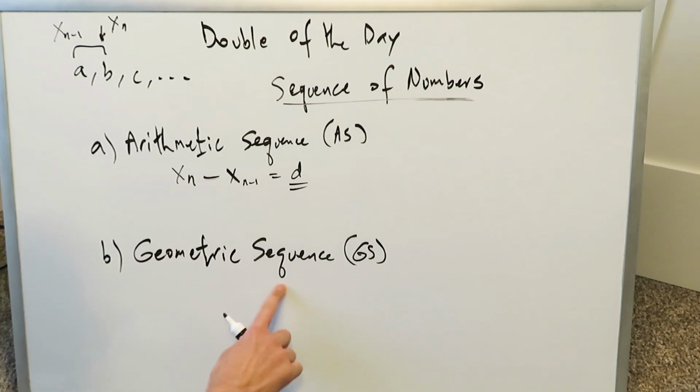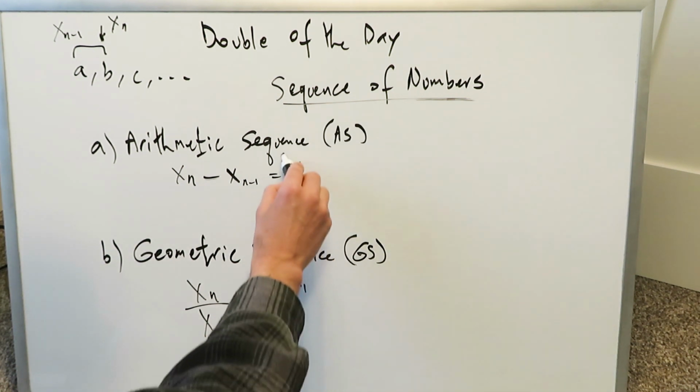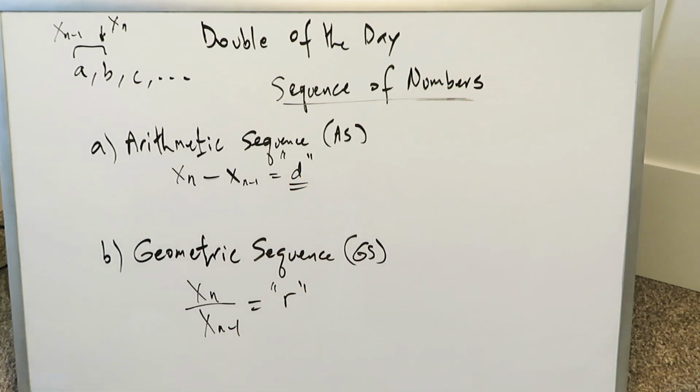When you're talking about a geometric sequence, you don't have a common difference. Here you're looking at a ratio. You're looking at the ratio of an nth term in your sequence and the term right before it: x_n divided by x_(n-1). A common ratio develops. Here we had a common difference, here we have a common ratio.